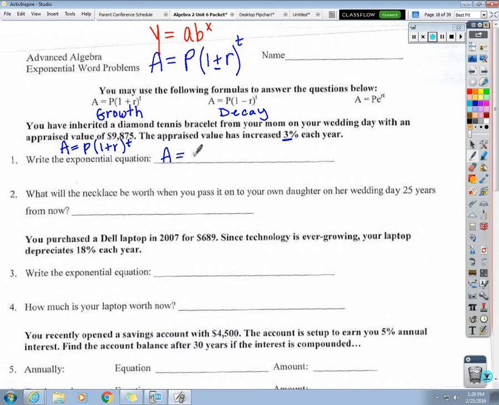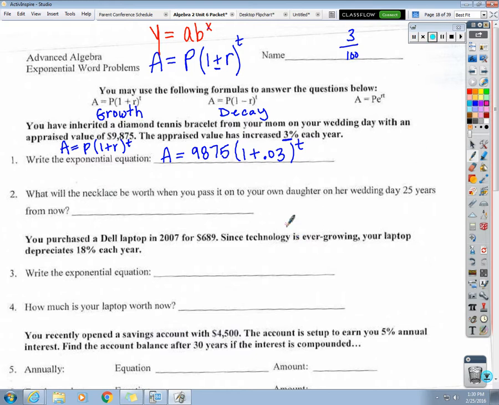What is the original value of this tennis bracelet? Times 1 plus, the reason I'm using 1 plus is because it's a growth. Alright, well what is the R value? What is the rate? 3%, but we want to write that as a decimal. Do 3 divided by 100. 0.03. 0.3 would have been 30%. And then raised to the T for time in years.